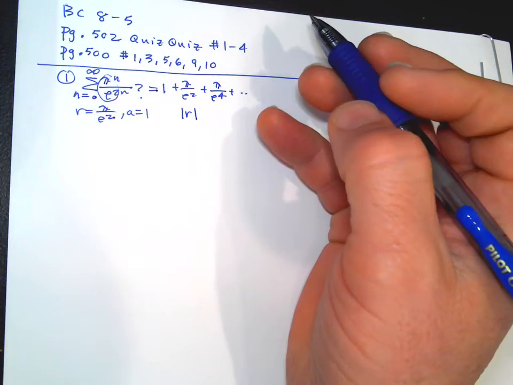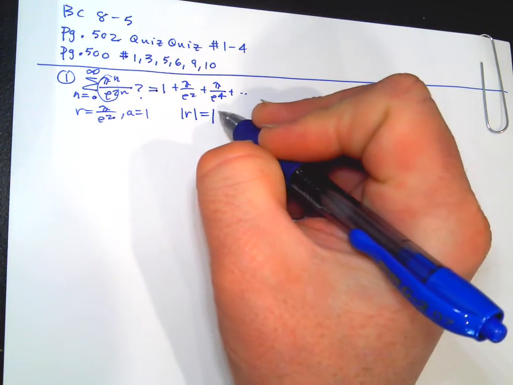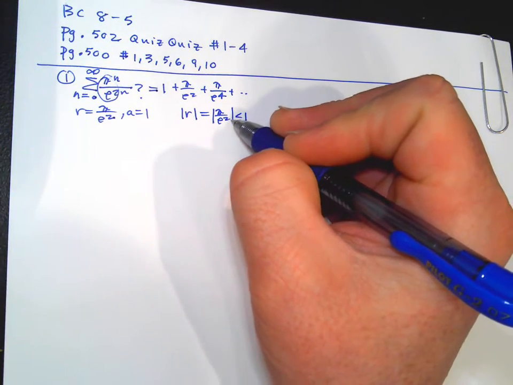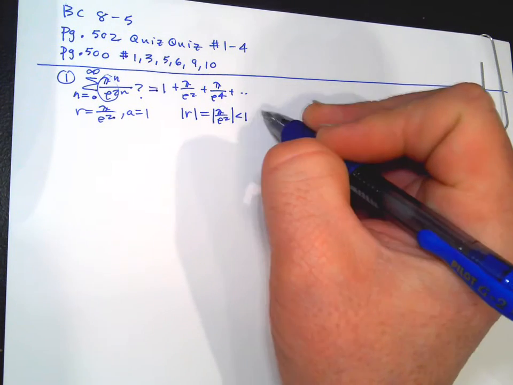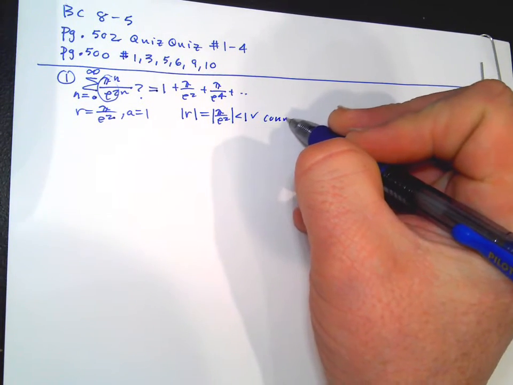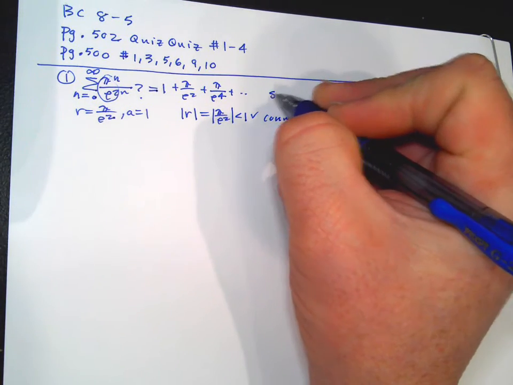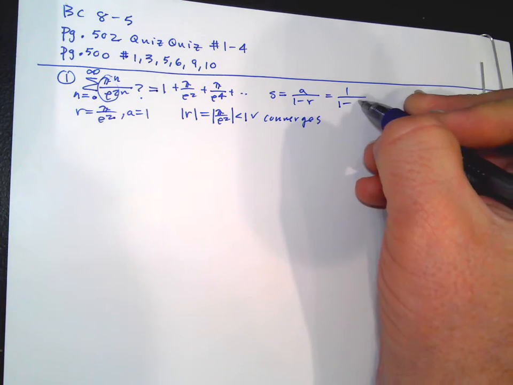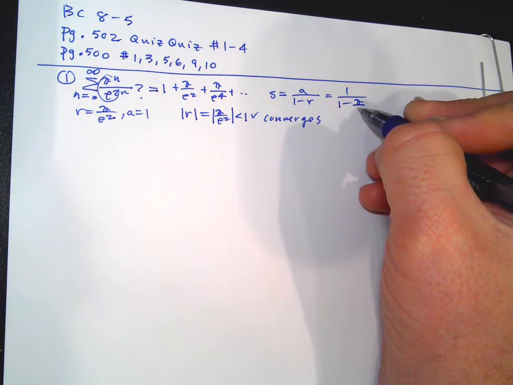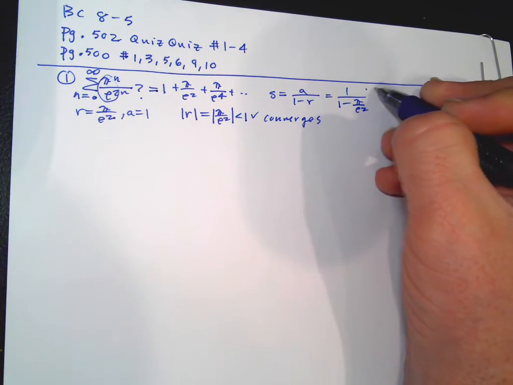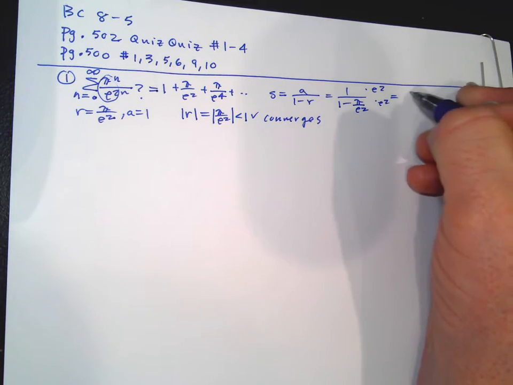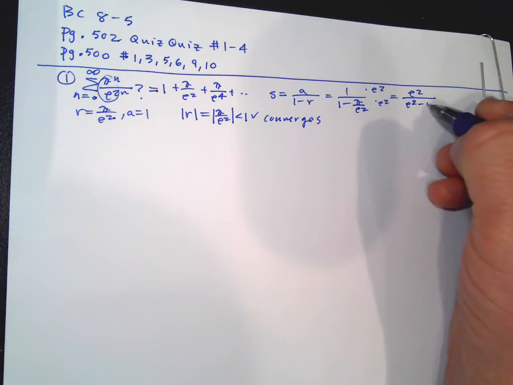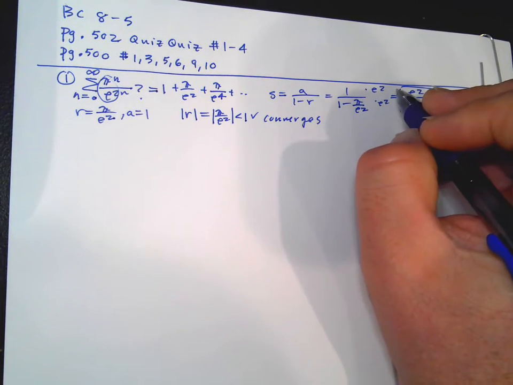One of the options is series diverges. So is the absolute value of r less than 1? e is like 2.7, squared is like over 7, so yes, that's true. It converges. And so then the formula we use for geometric series only is a over 1 minus r. a is 1, r is pi over e squared, so 1 over 1 minus pi over e squared. Probably want to multiply both the top and bottom by e squared. And we could look at the answers. Yeah, none of them are complex fractions, so we're going to want to clean that up. And that is answer D.